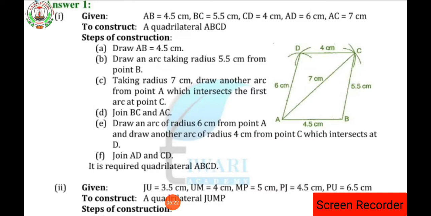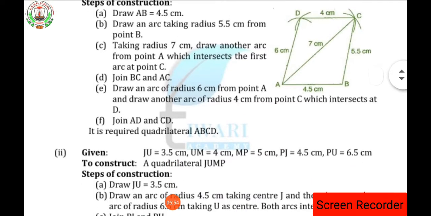Clear? In the same way, you have to measure 4 centimeter on the mouth of your rounder and keep the needle at point C. Draw an arc. Then in the same way, take the measurement 6 centimeter on the mouth of your rounder and keep the needle at point A. Draw another arc so that it cancels the first arc. Clear? Then at last you have to join AD and CD. So this is the quadrilateral ABCD which you will get. So clear? All of you understood this solution?